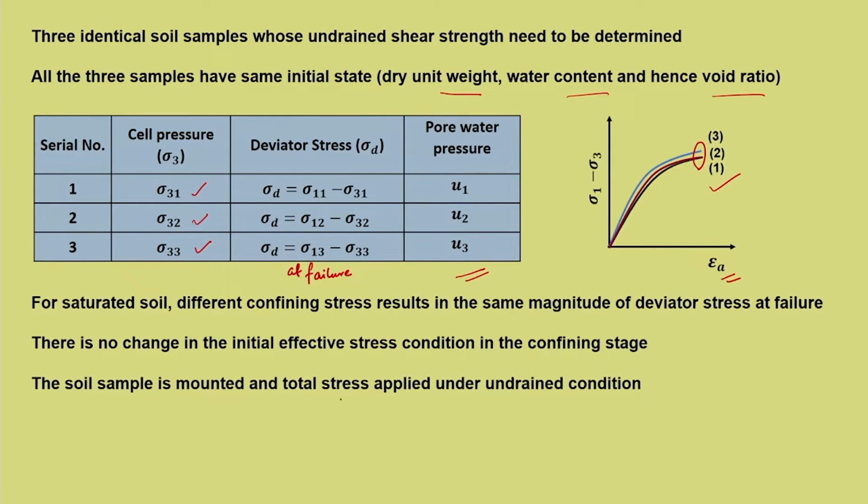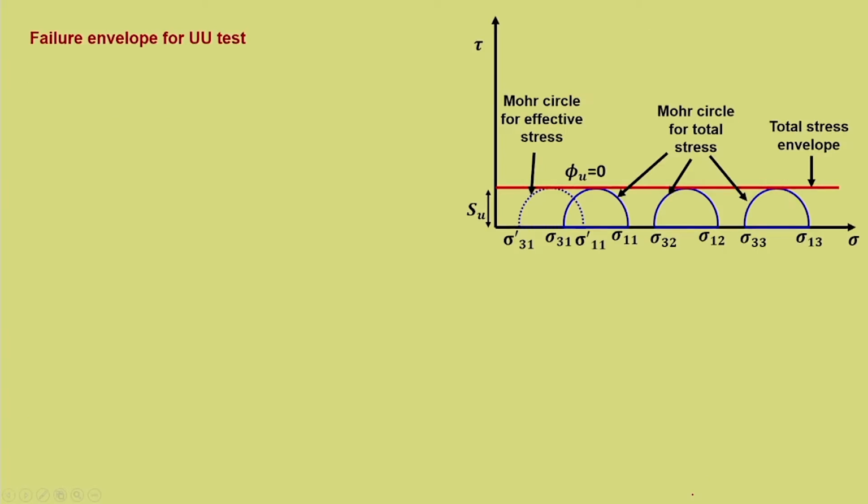The soil sample is mounted and total stress applied under undrained condition. So there is no scope for consolidation in UU test. So what is the net result of this? What do you mean by same deviatoric stress and how does it translate to failure envelope? So that is what we will see here is a failure envelope for UU test.